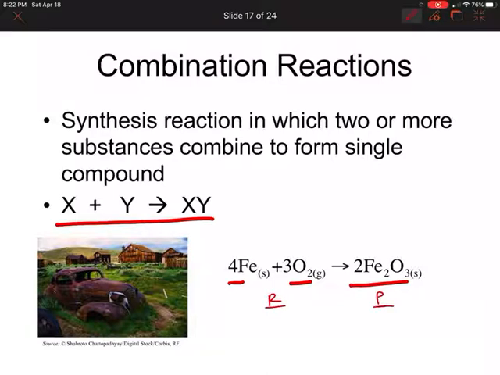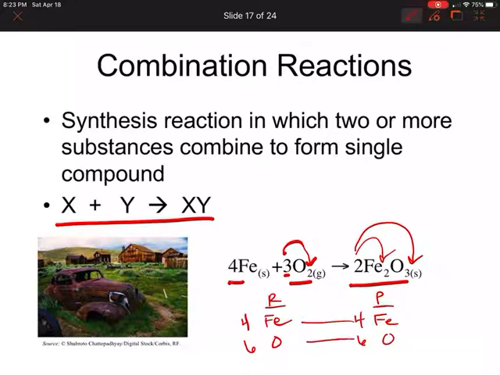So what you do is you write your reactants and your products. Now, what reactants do we have over here? We have 4 irons, and we have, how do you figure up how many oxygens you have here? You have 3 times 2, so 6 oxygens. And then over here, you have 4 irons, because you have 2 times 2, and then you have 2 times 3 oxygens, so 6 oxygens. Okay, so it's balanced.